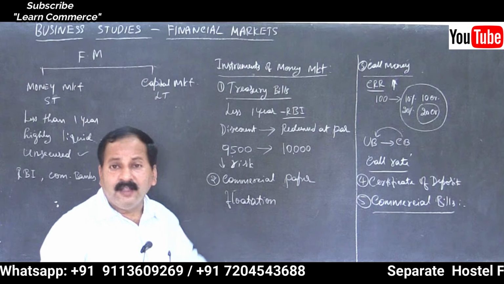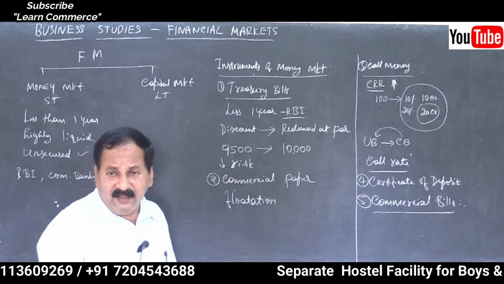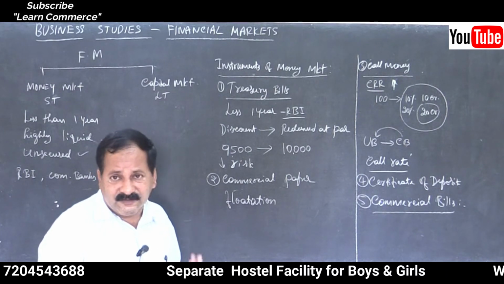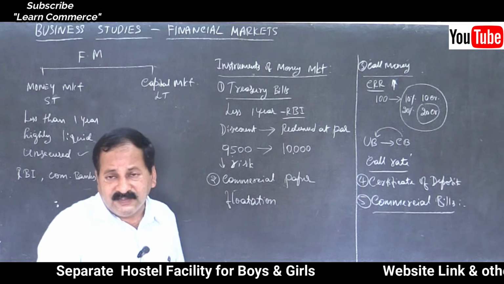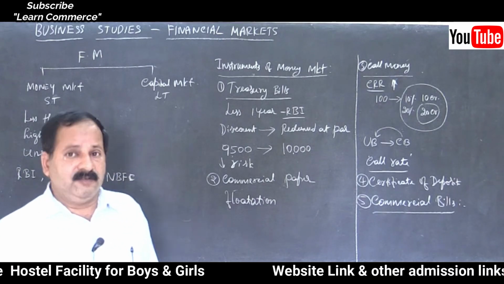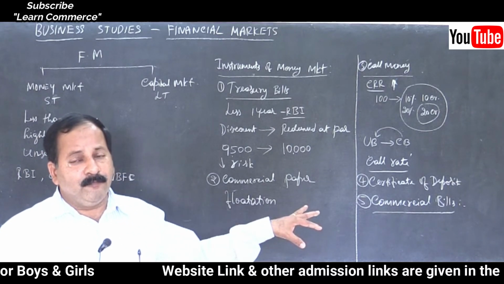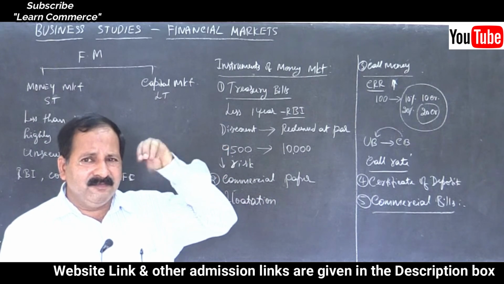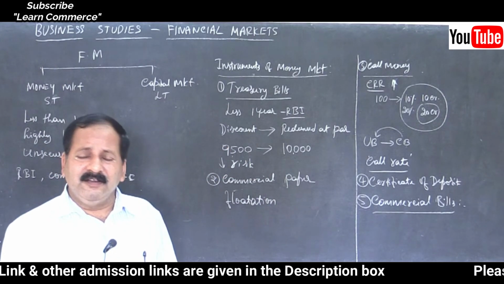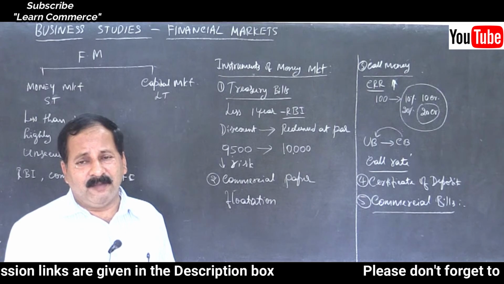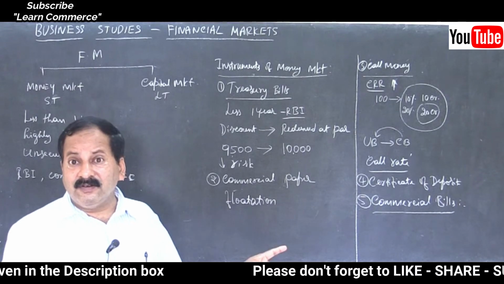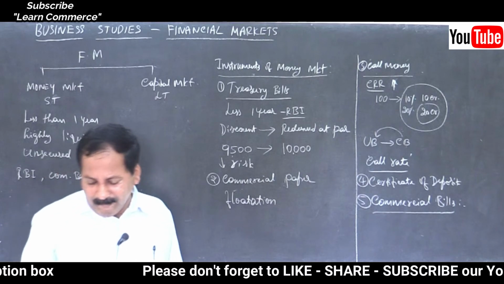Those are called commercial bills, and they are short term in nature, maybe 3 months, 1 month, 2 months, maybe 6 months, not more than 1 year. Their term of maturity will be maximum 6 months and less than 1 year, always remember. So these are called commercial bills.